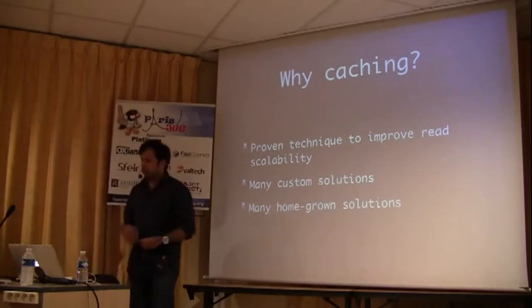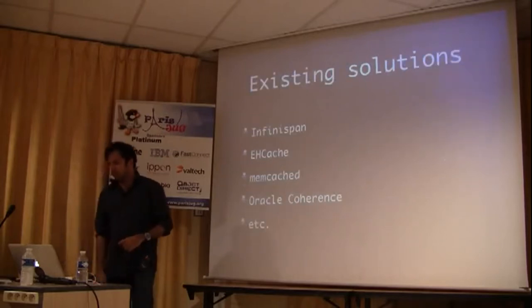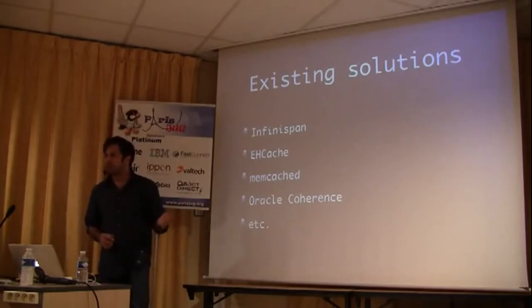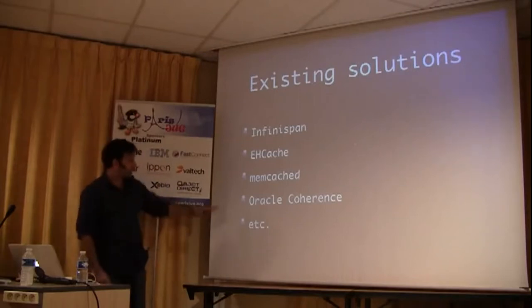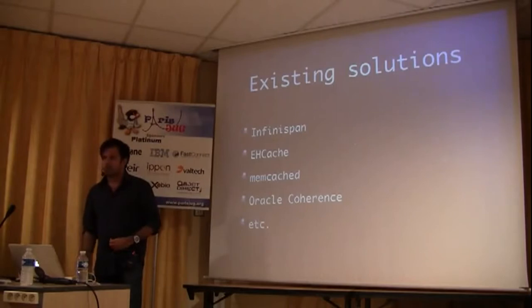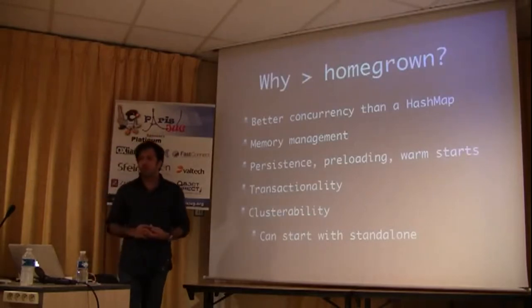So, like I said, why caching? We already discussed that. It's a proven technique. We all like it. We all use it. We tend to use either custom solutions or proprietary APIs. There are a bunch of existing things out there, and I'm sure you've heard of many of these in that list. There are several more as well, but I've just listed a few of the more popular ones. Memcached is not specifically Java, but it is still used even in a lot of Java-based solutions. But I still think the most popular out there is a homegrown system.